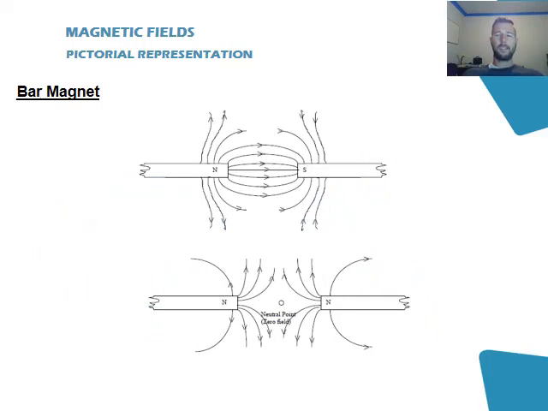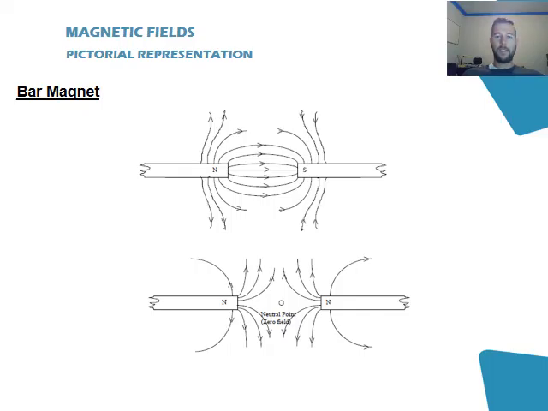So on this slide you can see the effect that two bar magnets have on each other. In the top diagram we've got an attractive force. The field lines are going from north to south, and they have a closed loop. In the bottom diagram you can see there's a repulsive force, and we've got a neutral point in the middle between those 2 points.